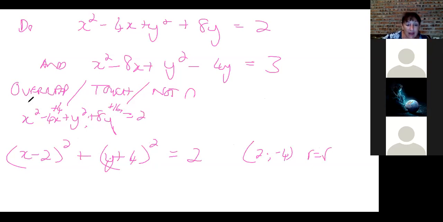Oh, by the way, I haven't added on my 4 that I added to that side and my 16. Remember, if I do it to one side, I must do it to the other. So this is 22 again. All right, so center, opposite signs, radius is the square root of that. Okay. And then you do the same for the other one.